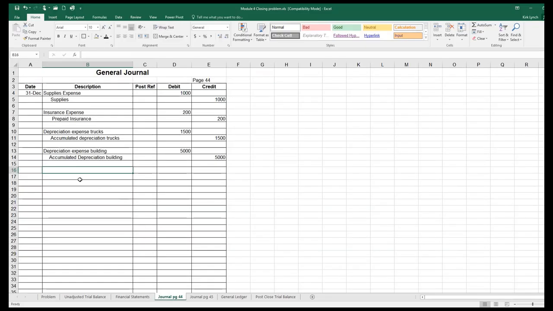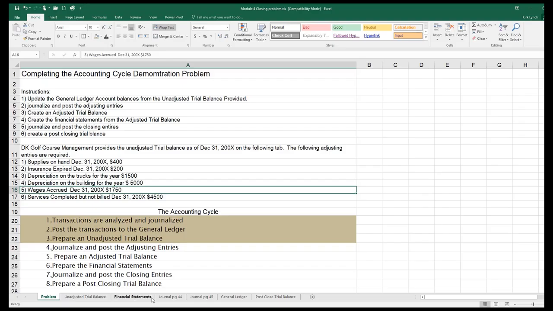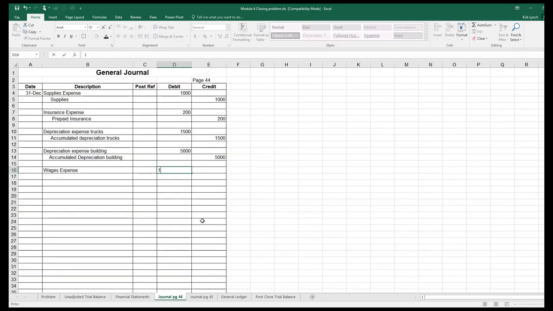So that adjusting journal entry will be wages expense for $1,750, I think, yeah, $1,750, and wages payable for $1,750.